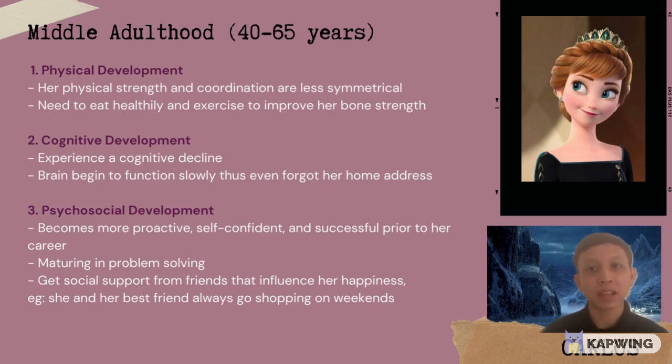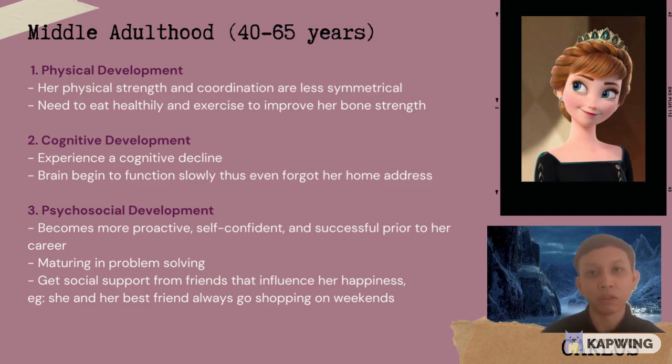I'm going to explain Anna's development from middle adulthood to late adulthood. From middle adulthood, in terms of physical development, Anna's physical strength and coordination are less symmetrical. She also needs to eat healthy and exercise to improve her bone strength.